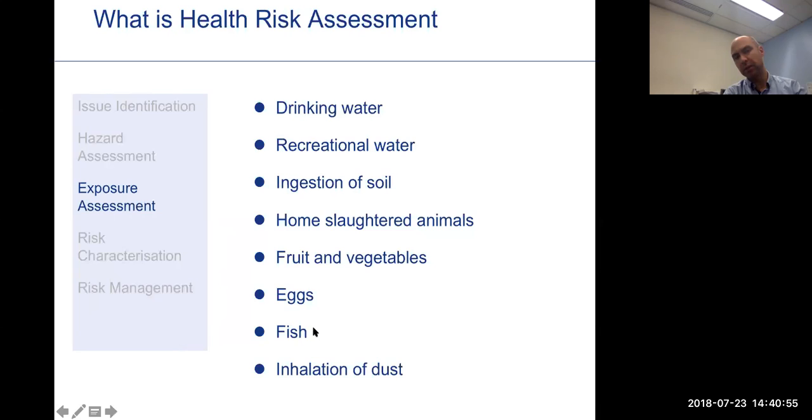No one mentioned fish. We had inhalation of dust, but fish is really important for PFAS. So the fish are swimming in the water that is contaminated. Especially with PFAS, they seem to be able to get fairly high levels within fish. So that was another important pathway.